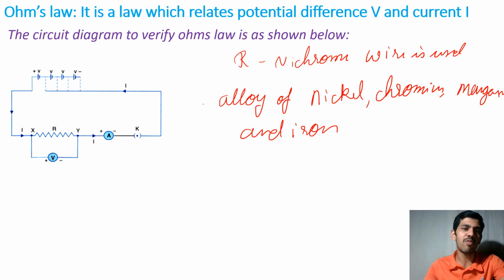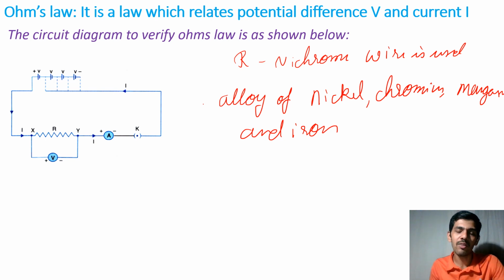Okay, so that is placed here in place of R, and there is a voltmeter which gives the reading of the difference in the potential between the two terminals of that particular nichrome wire, and there is an ammeter which is connected to measure the current flowing through the circuit, and there are 4 different cells connected. Why there are 4 cells we shall discuss now.